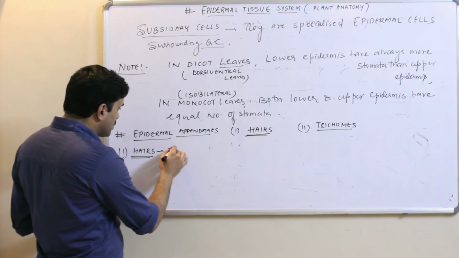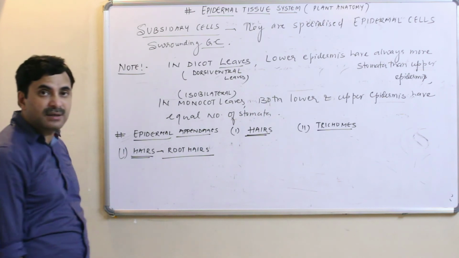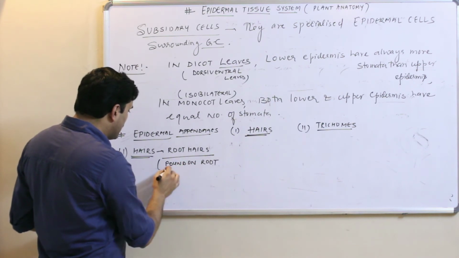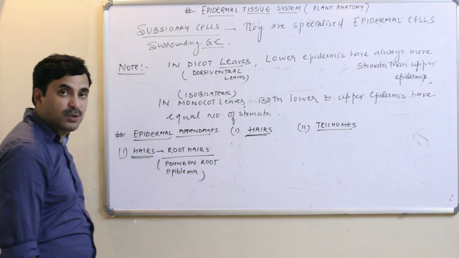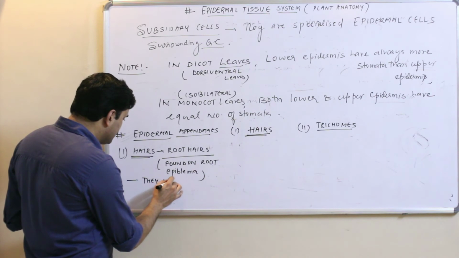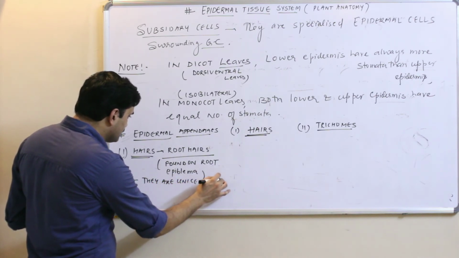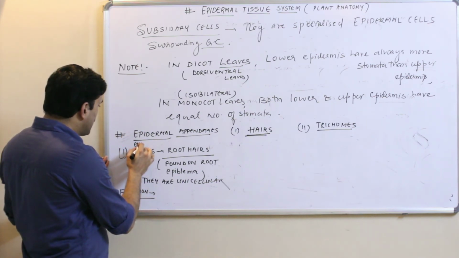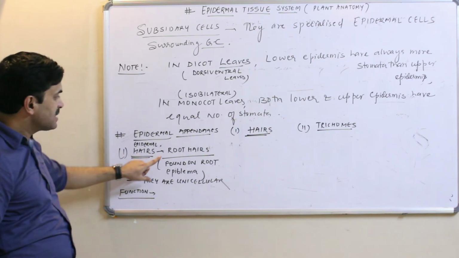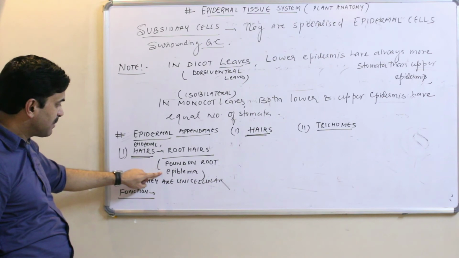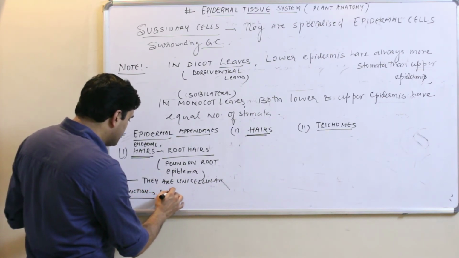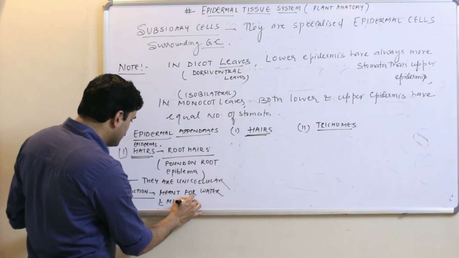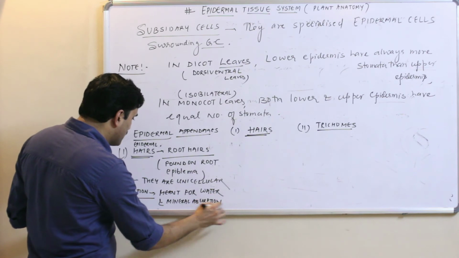I will be talking about root hairs. Root hairs are found on root epiblema. They are unicellular. In epidermal appendages, we are talking about the epidermal hairs, and I have taken an example of root hairs. Root hairs are found on root epiblema. They are unicellular and they are meant for water and mineral absorption.